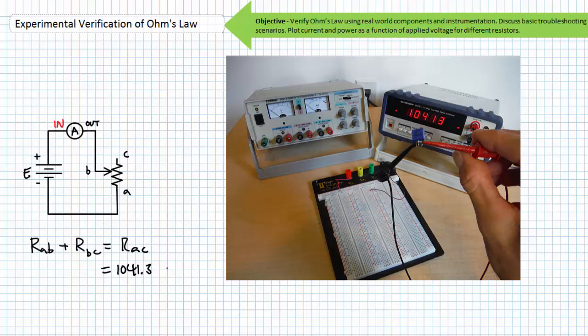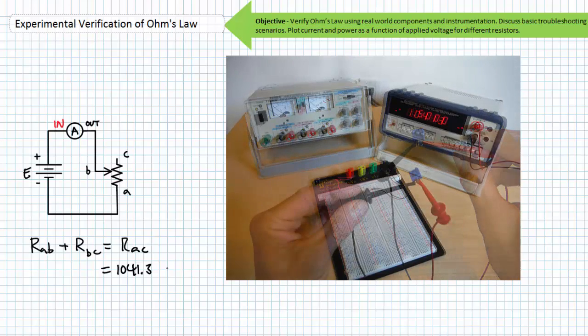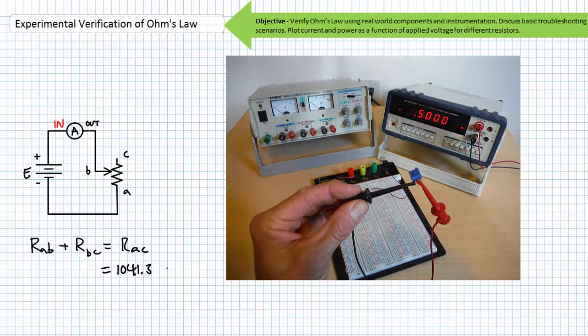Now I'll just move one of my leads to the B terminal and adjust the potentiometer to 500 ohms. Look at that, right on the money. You can't get much more perfect than that. Now just remember between which two terminals this 500 ohms appears.